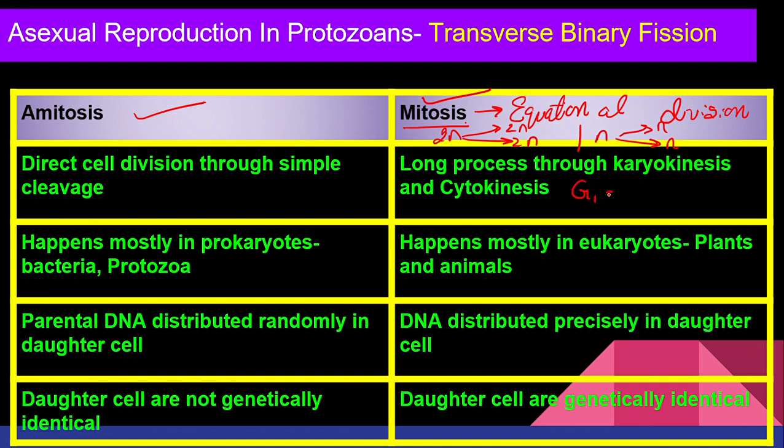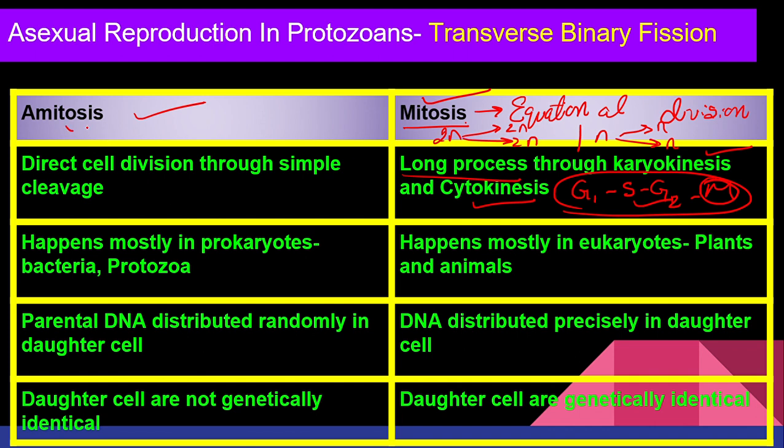This will occur through a cell cycle. We call it G1, S, G2 and M phase, right? It is a long process which occurs through the cell cycle, and when we talk about mitosis, it is karyokinesis followed by cytokinesis. This is what we studied in the longitudinal binary fission, right?